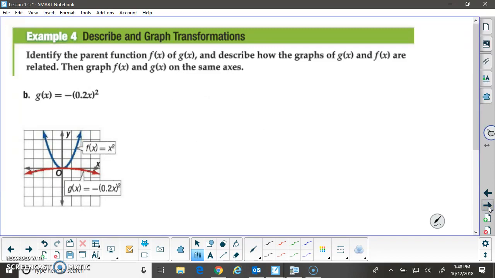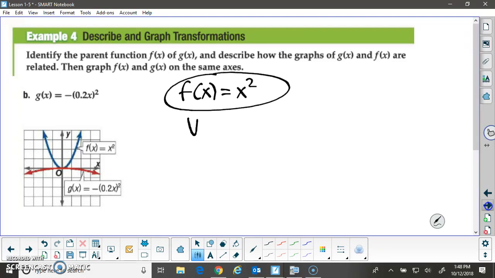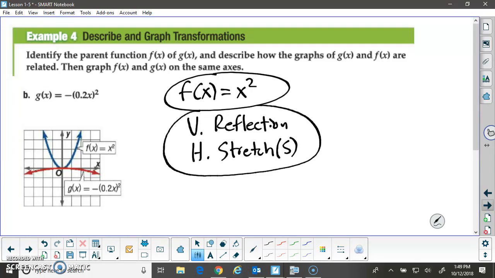Next one, we got 2 transformations. Again, on this one, the parent function would be x to the 2nd. And so the 2 transformations would be a vertical reflection, and then also a horizontal stretch by a factor of 5. Here's how I have the horizontal stretch of 5. This point 2 right here, that's the same thing as 1/5. The reciprocal of 1/5 produces a horizontal stretch of 5. So that's how we go about that.